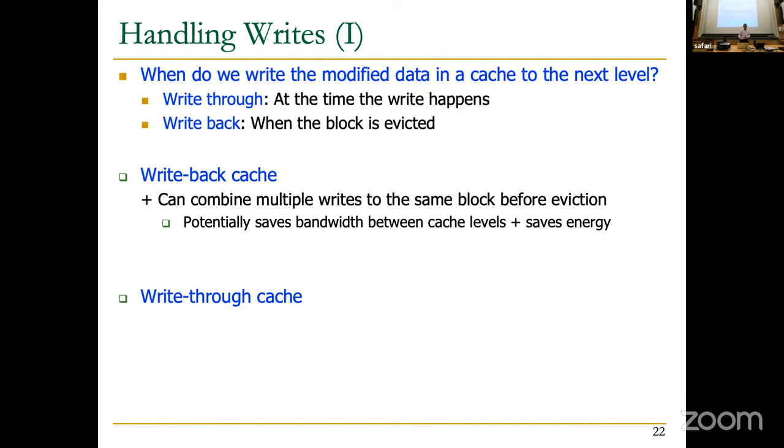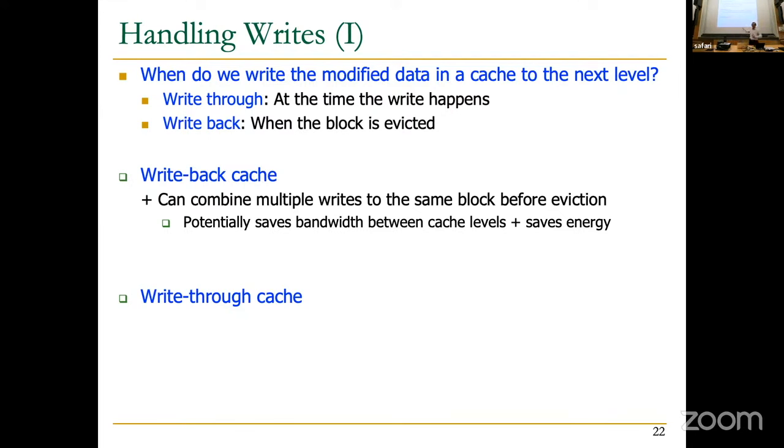Write back cache, you can combine multiple writes to the same block before eviction. This is called write combining. Basically, you have a block and you keep writing to this block, either to the same bytes or different bytes, it doesn't matter. You keep writing to it. And if you don't write to the next level, what you're doing is combining all of those writes in the same block in this particular level of the cache, and you write back all of those combined writes into the next level when the block is evicted.